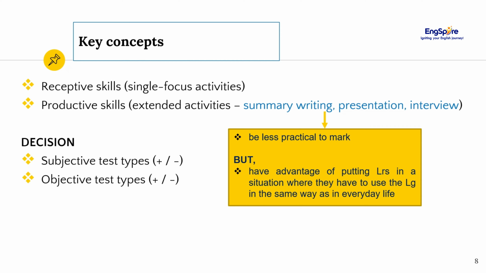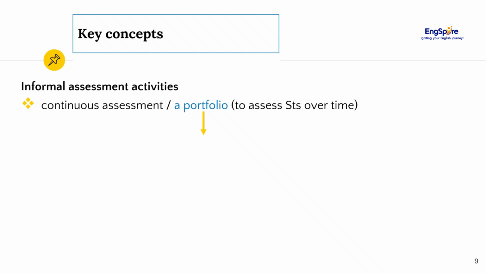Objective tasks are generally easier and more reliable to mark, while subjective tasks provide rich evidence of language ability. For this reason, many teachers combine both types of assessment to gain a balanced understanding of learner performance. So far, we have covered formal assessment activities. Let's look at one of the informal assessment activities discussed in the textbook.